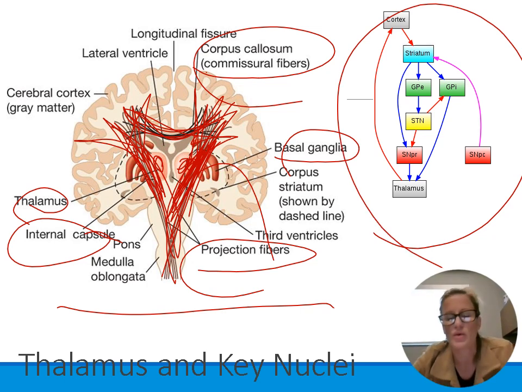This here is just showing you all of the interconnections that are present between the different basal ganglia, the different nuclei, as well as the thalamus. Just showing you that it's all interconnected. They're all communicating with each other. We will talk in more detail about this when we talk about some disease states, specifically things that affect muscle contraction.